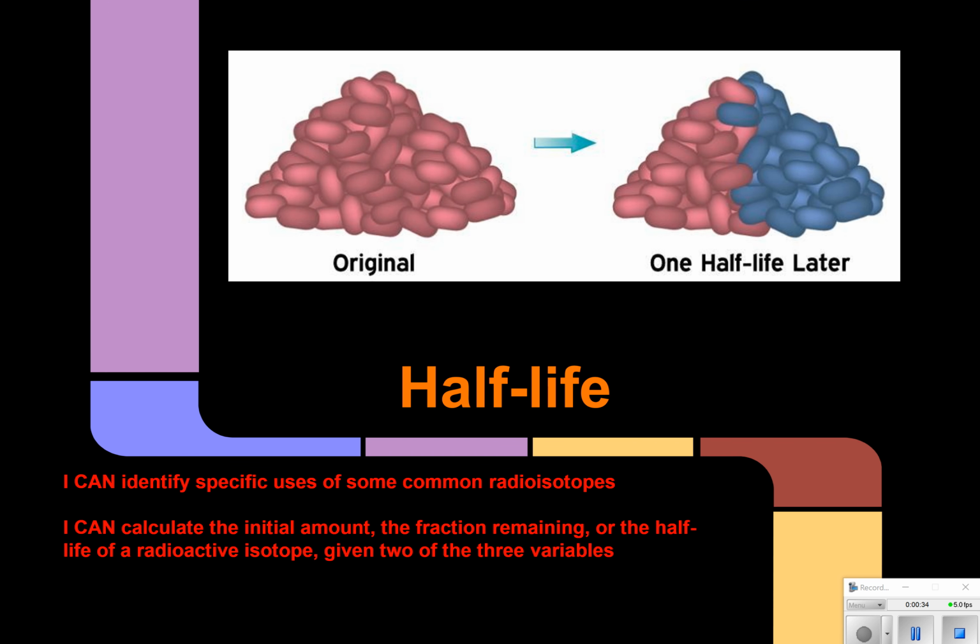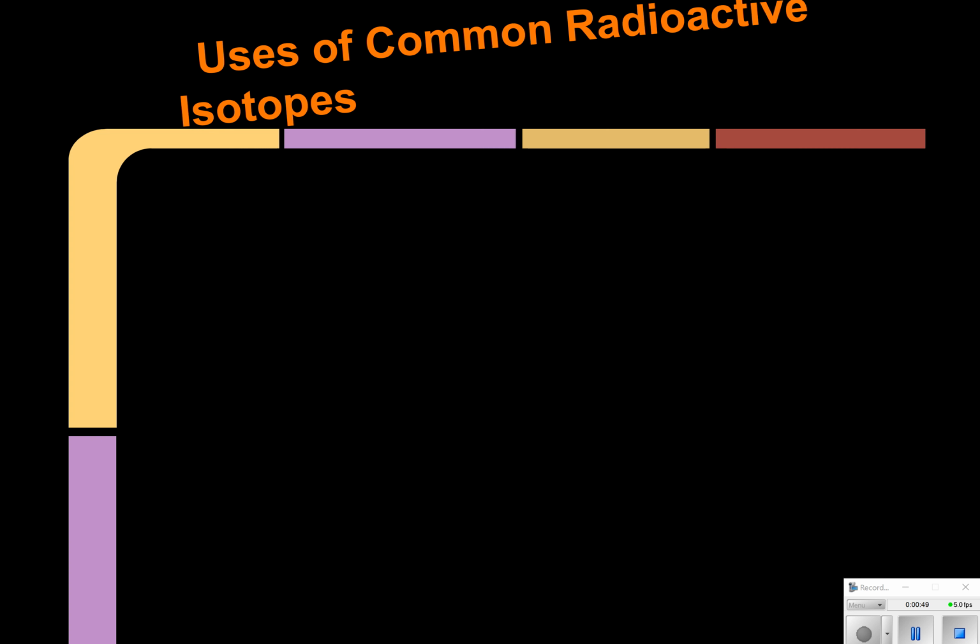And you can see from this initial picture a little bit of what half-life might mean, as we go from an original sample here to one half-life later of that same sample. You can see a different color there indicating that we had some type of change. And we're going to take a look at what that change means in a moment.